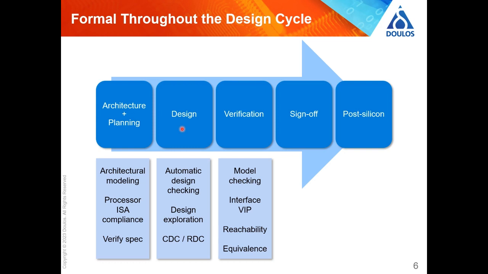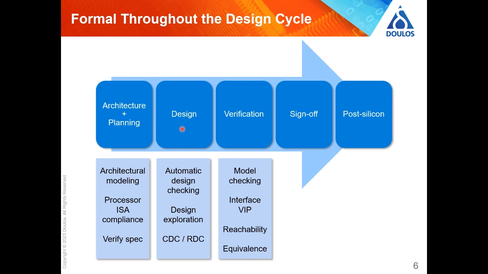Of course, we can write those properties. We might actually have some sort of verification IP we get from our vendor that we could use, let's say, on our different bus interfaces. Another area where formal is really useful is for reachability, and we're going to talk about some applications for that. Likewise with equivalence, and we'll come back to equivalence as well.